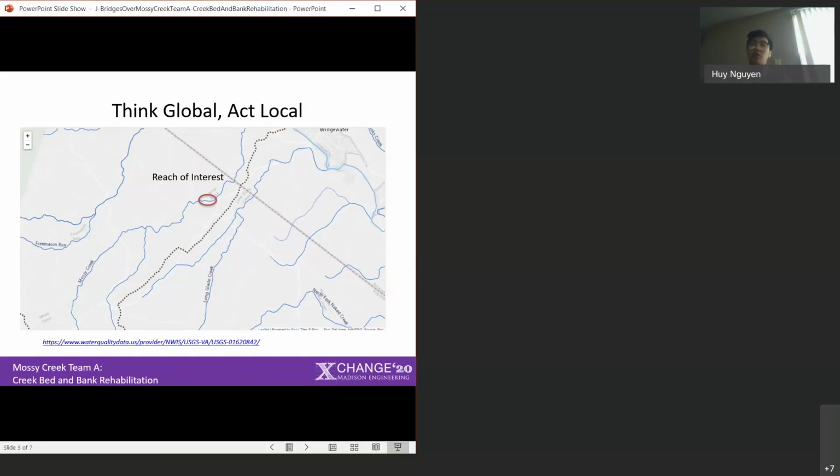The National Rivers and Streams Assessments assesses these water bodies across the entire country every 10 years. And they found that in the Southern Appalachians region, where Mossy Creek is located, approximately 50% of the streams and rivers are of poor biological condition. And so in order to improve the regional stream health, we have to act locally and start with the smaller streams that constitute these geographic regions.